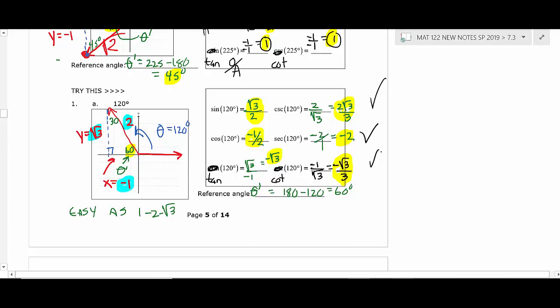So the key thing on this, if you didn't get these, is you draw your 120-degree angle. You want to make sure you drew that. And then you want to make sure you figured out that reference angle. The reference angle is 180 minus 120, which is 60. That forces you to have a 30-60 right triangle. And then the sides, remember I said easy as 1, 2, 3. It's as easy as A, B, C.